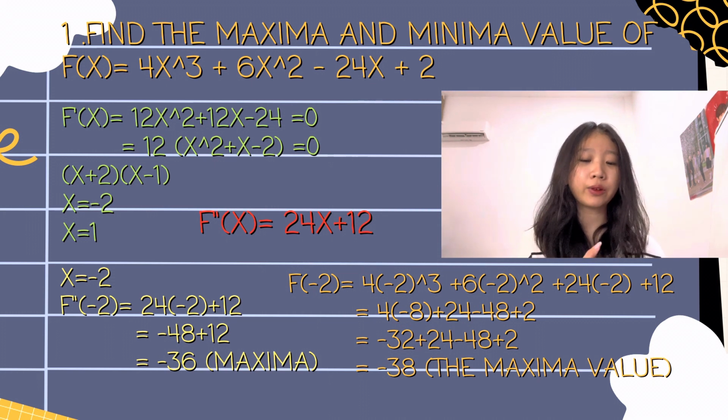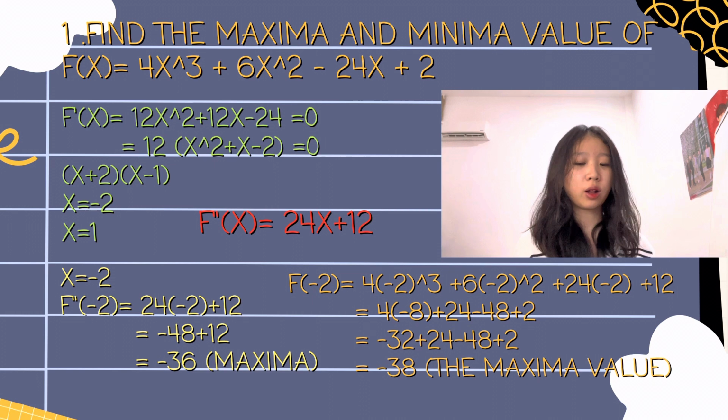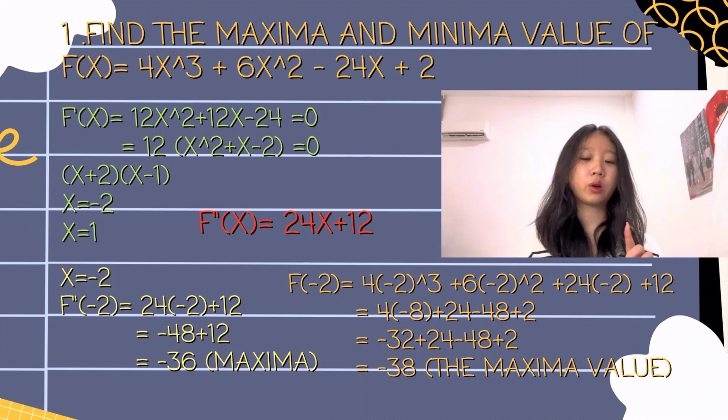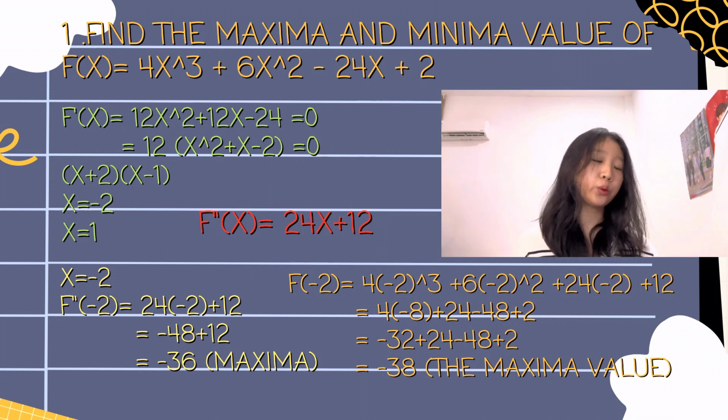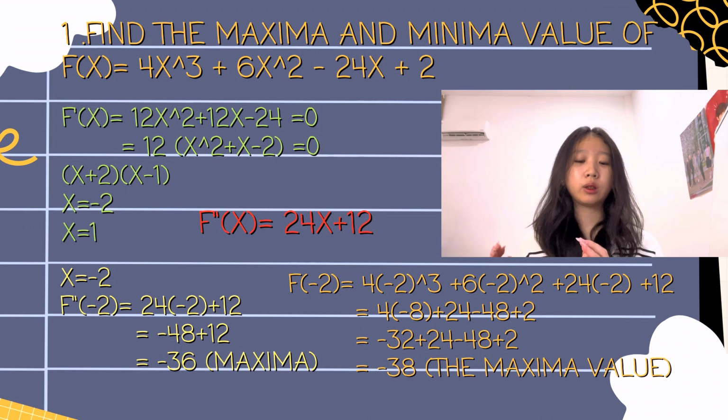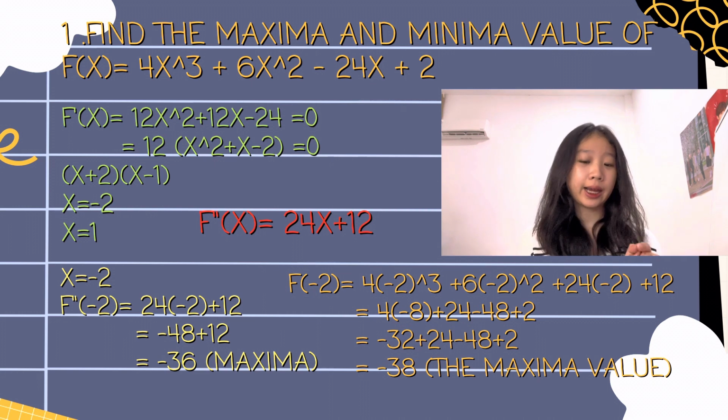And then we can simplify it by dividing by 12, which gives x squared plus x minus 2 equals 0. Then we have to factorize it, which gives (x plus 2) times (x minus 1). So x equals minus 2, and the other one is x equals 1. Then next, f''(x) equals 24x plus 12. Where do we get that? It is the derivative of f'(x).